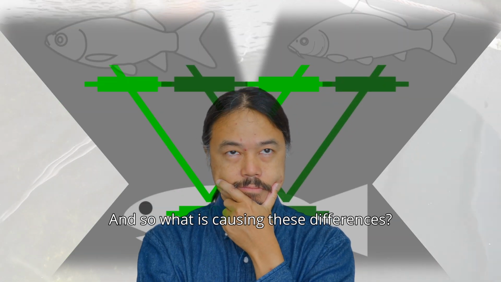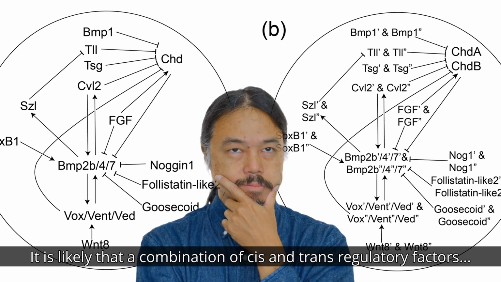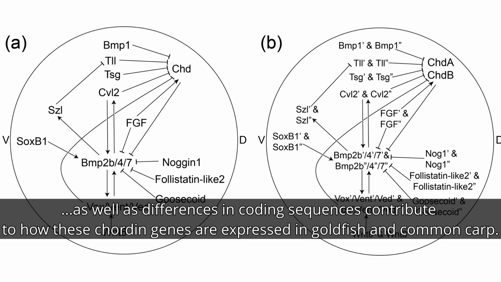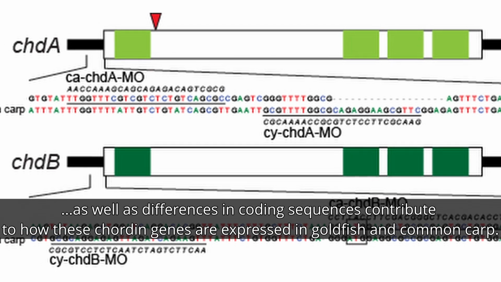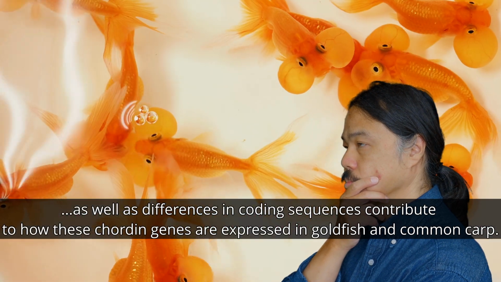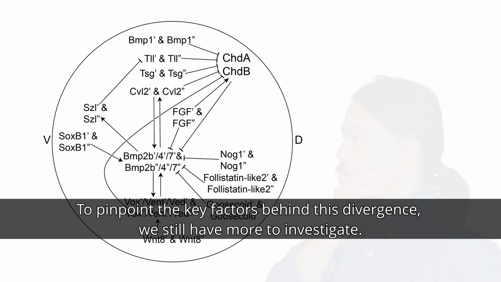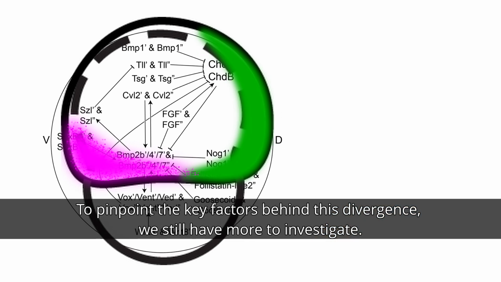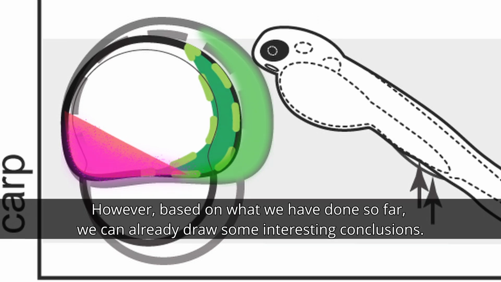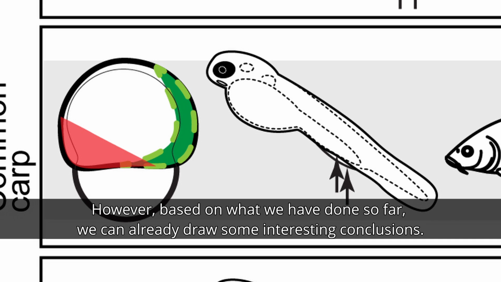So, what is causing these differences? It is likely that a combination of cis and trans-regulatory factors as well as differences in coding sequences contribute to how these coding genes are expressed in goldfish and common carp. To pinpoint the key factors behind this divergence, we still have more to investigate. However, based on what we have done so far, we can already draw some interesting conclusions.